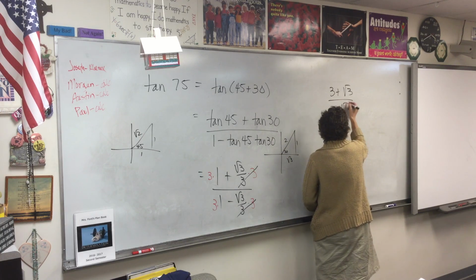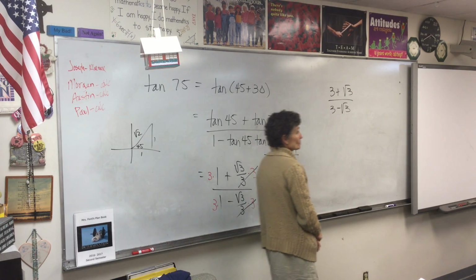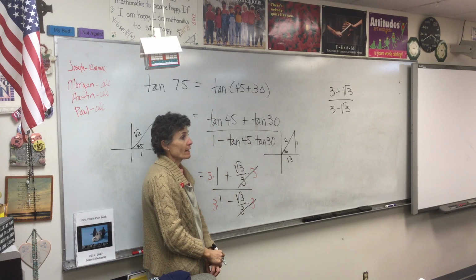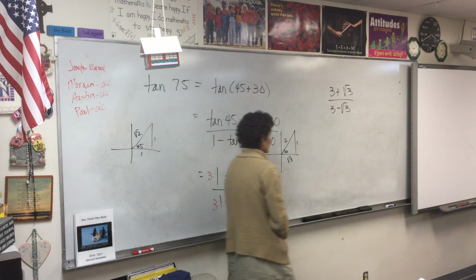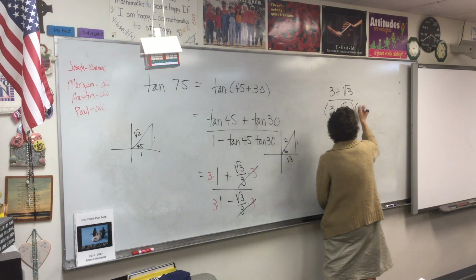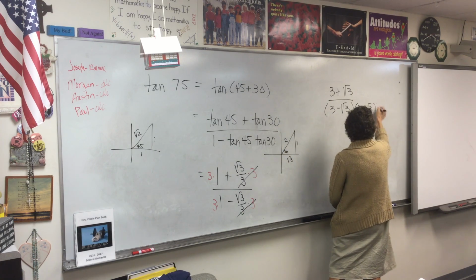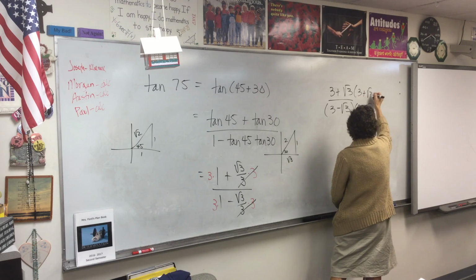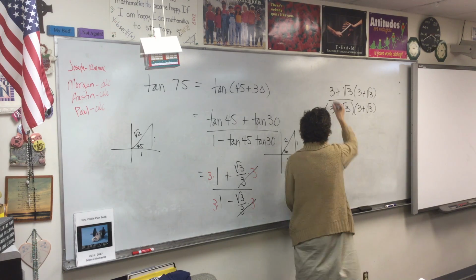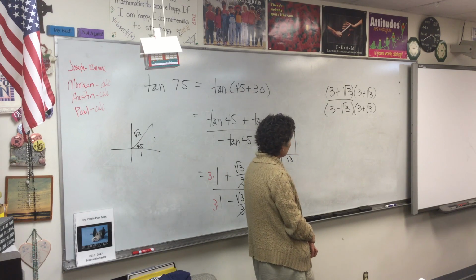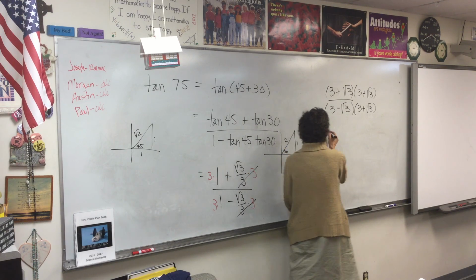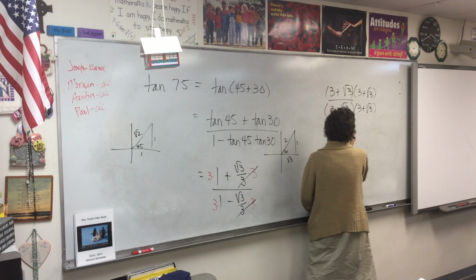Then we get rid of the denominator. You do 3 plus root 3. Now we have to multiply by the conjugate of the denominator. So we're multiplying by 3 plus root 3. And we're just going to FOIL now. FOIL, FOIL, FOIL.